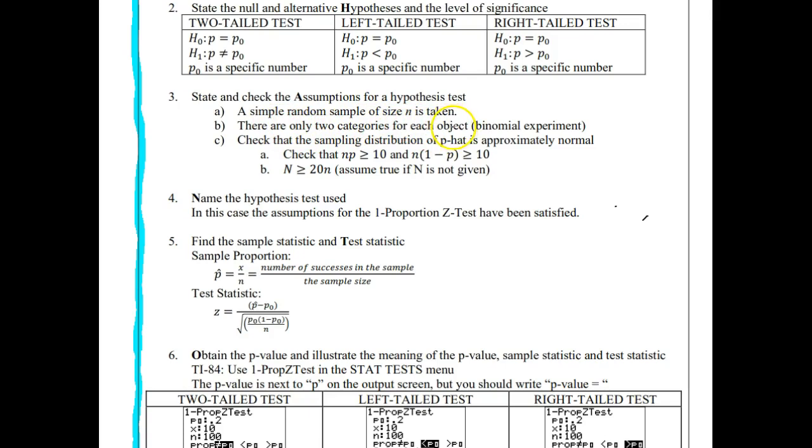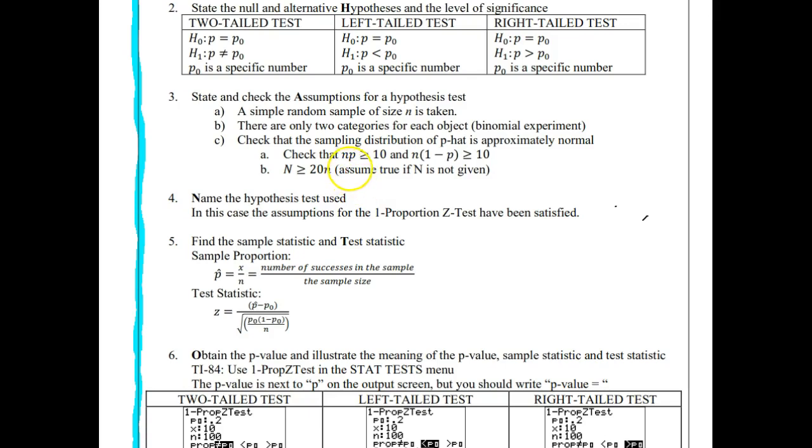But again, we talked earlier about the need for taking good representative samples. The next thing is that we need only 2 categories for each object so that it's a binomial experiment. So again, we have qualitative data where each object is going into one of 2 categories, of which one of those categories is our category of interest for the problem. And then we're going to check that the sampling distribution of p hat can be approximated with the normal distribution so that we don't have to use the binomial distribution. And these checks that we have here are the same as we had back in Chapter 6.